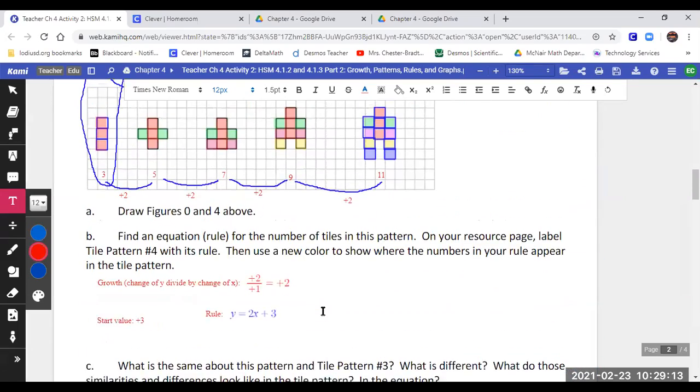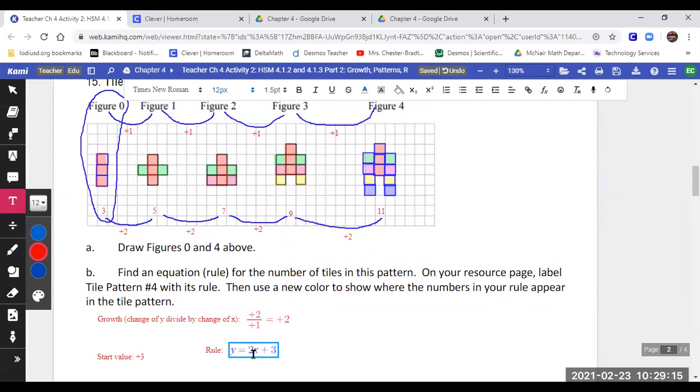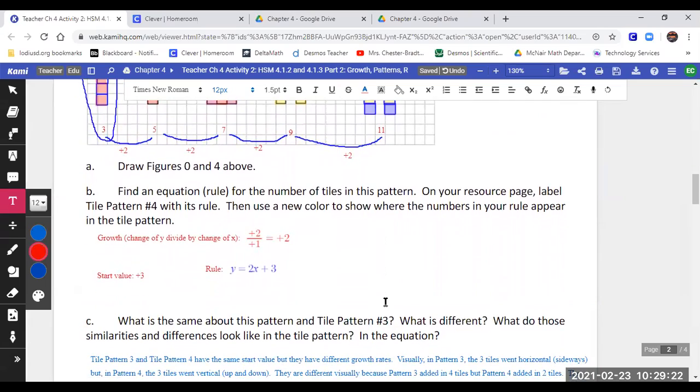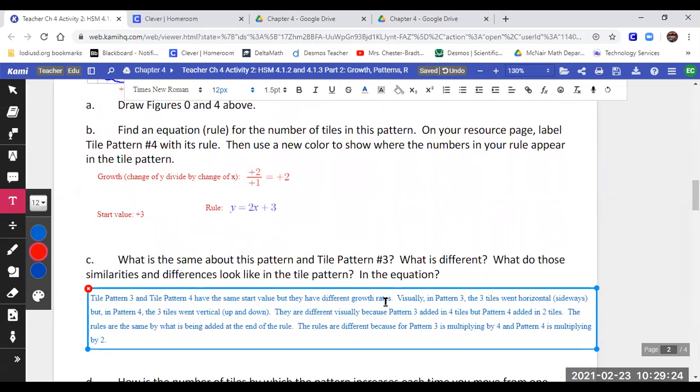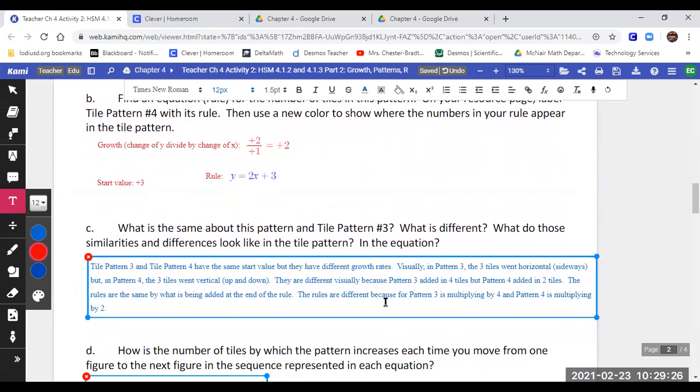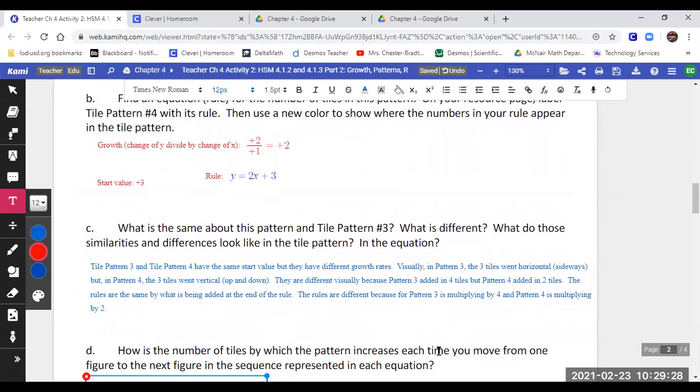So let's go back in there. Okay, this said my growth was 2, right? My growth was 2. Where did that show up in my equation? Where did we put that growth? With what piece? What piece does the growth get attached to or connected to?